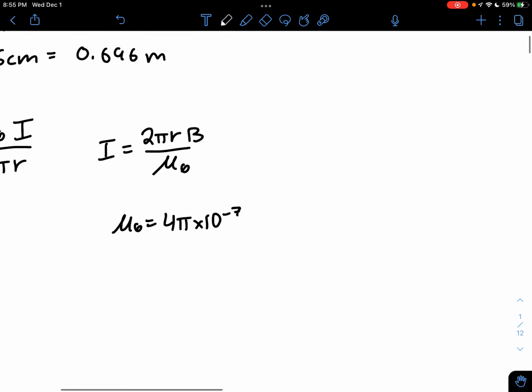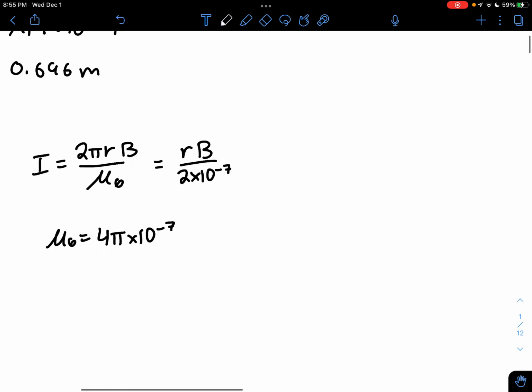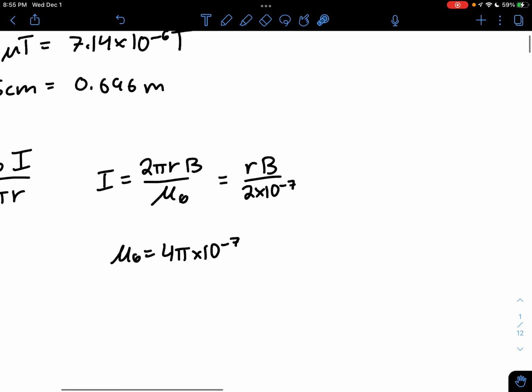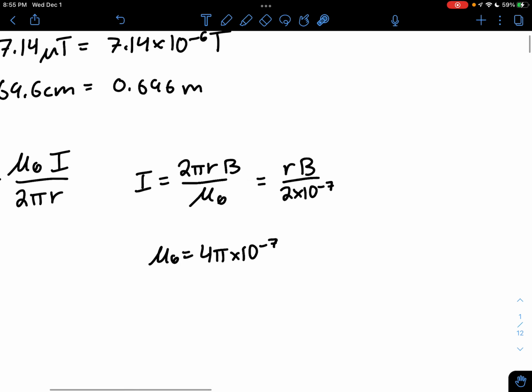So when you put mu naught in the denominator and then the 2 pi on the top, it's going to cancel out, and this is just going to be rB over 2 times 10 to the negative 7th. You evaluate that out with the given constants, and that's going to get you your answer in amperes.